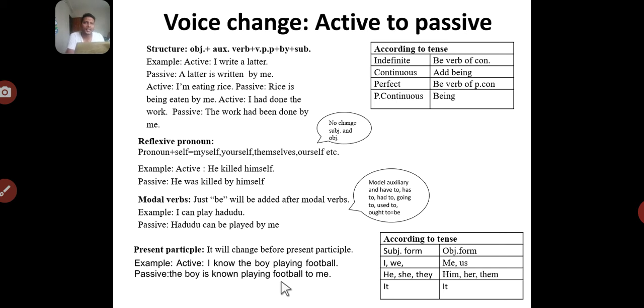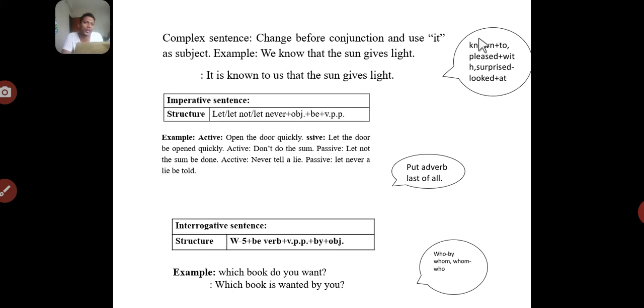Why? There are some verbs which always take their own preposition. Come to the next page. Look here. Known takes to, pleased takes with, surprised takes at, and looked takes at. We cannot use by before those types of verb.